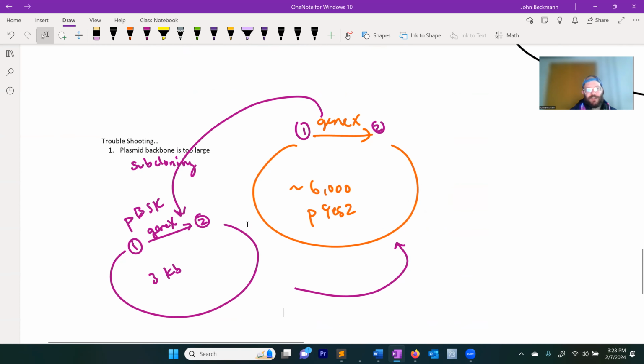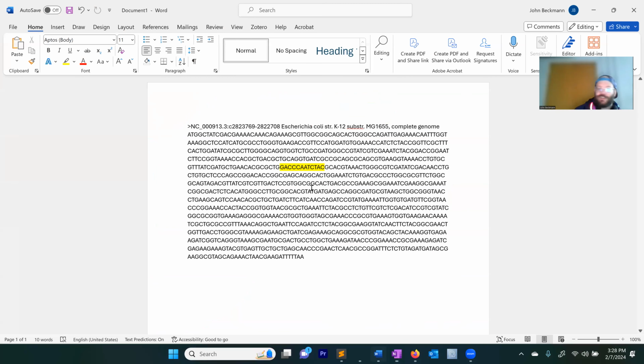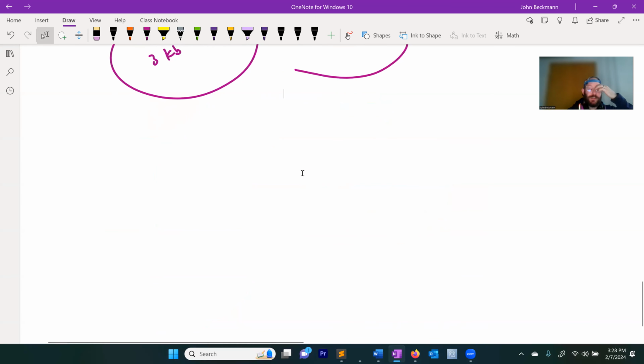Other troubleshooting comes up in the primers. So I'll design the primers next, and talk about the pros and cons of different primer setups. Okay, so the gist with designing your primers.